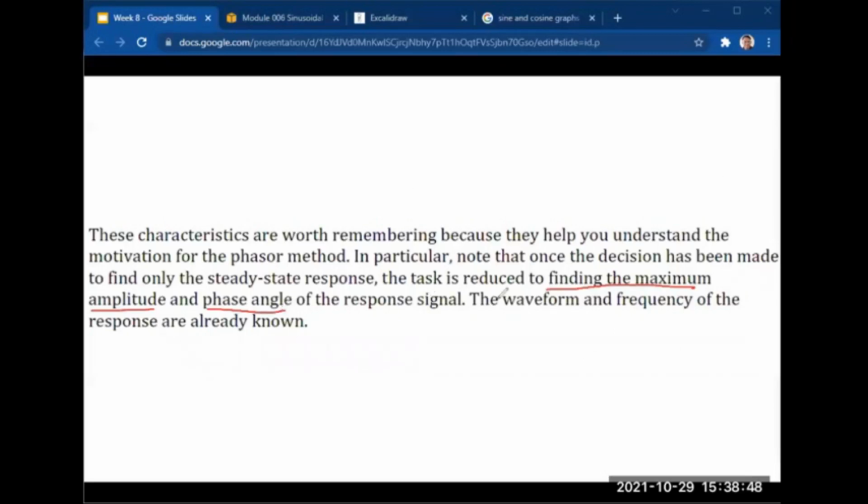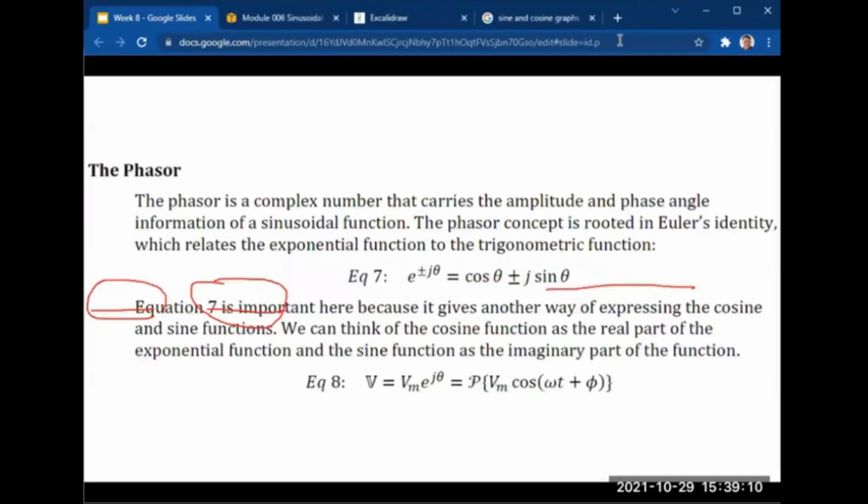Anyway, since we're only trying to find the maximum amplitude and the phase angle, we can use another method to help us find these two parameters more efficiently. This method that we're talking about is what we call the phasor. So what is a phasor? The phasor is a complex number that carries the amplitude and phase angle information of a sinusoidal function.